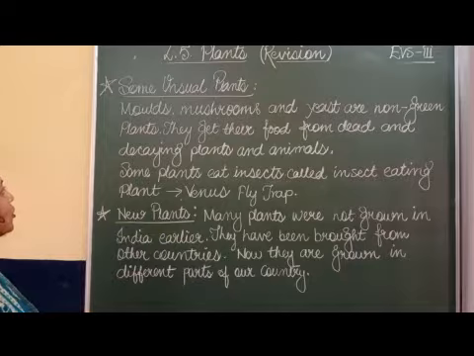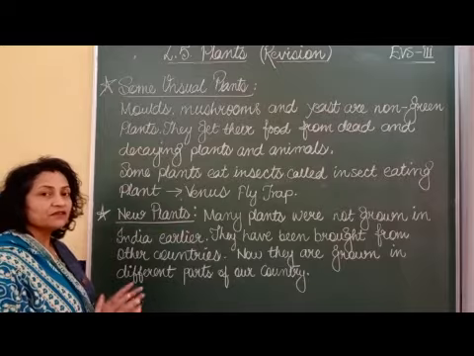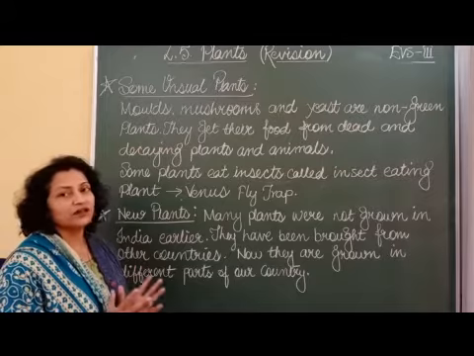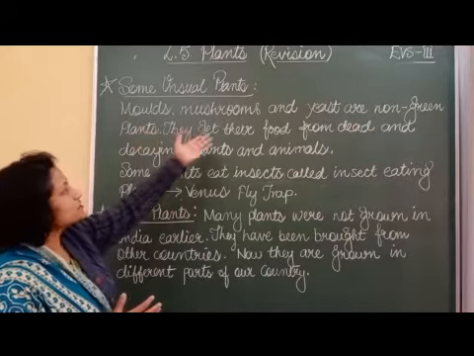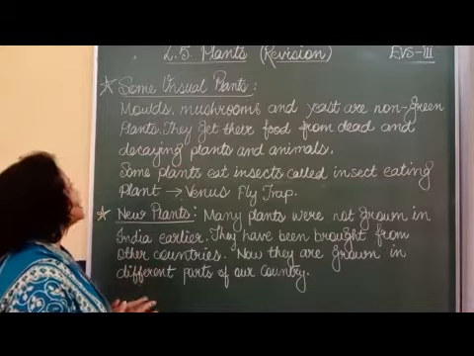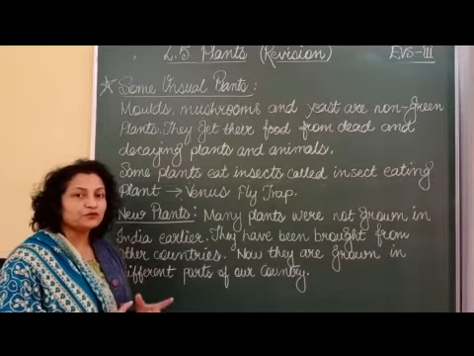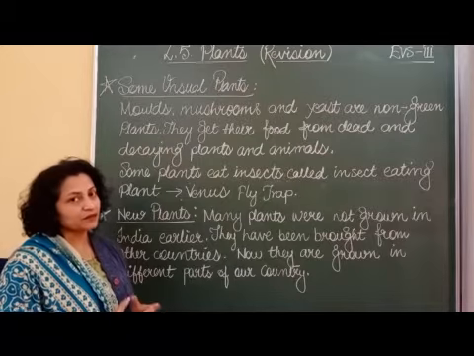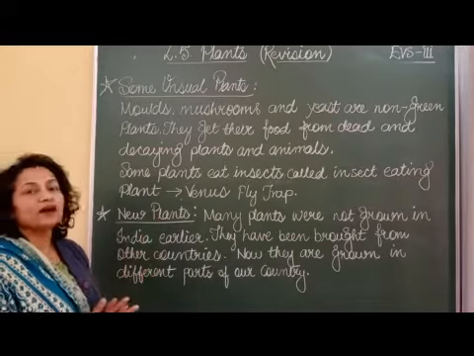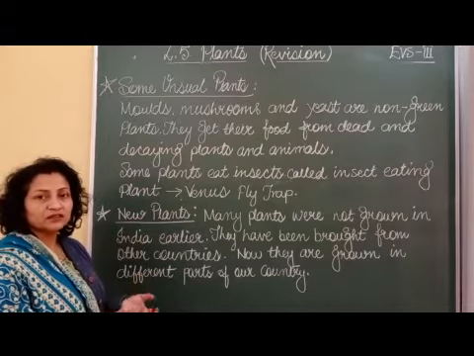Now we have molds, mushroom and yeast, which are non-green plants. If we talk about mushroom, you must have seen a mushroom that is not of green color, so they are non-green plants. In the same way, mold, mushroom and yeast are non-green plants. They get their food from dead and decaying plants and animals. They don't generally prepare their own food. Plants prepare their own food, but these plants get their food from dead and decaying plants and animals, right? Even fungi get food like that, no?